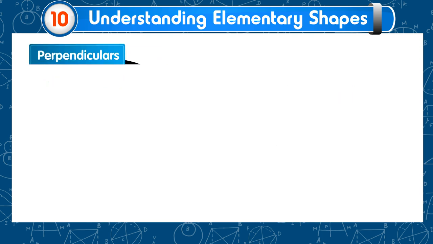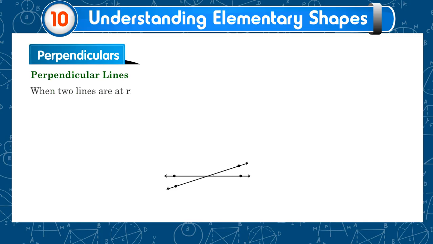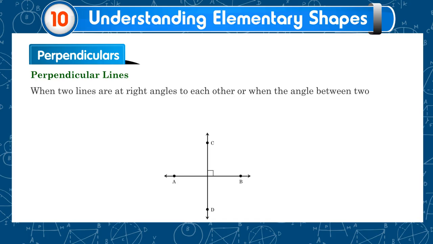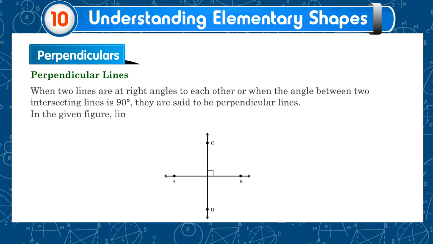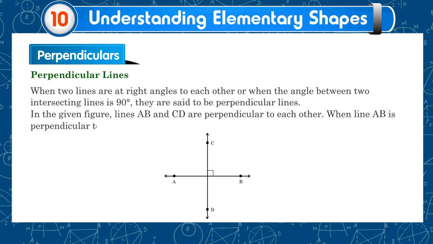Perpendiculars. Perpendicular lines. When two lines are at right angles to each other, or when the angle between two intersecting lines is 90 degree, they are said to be perpendicular lines. In the given figure, lines AB and CD are perpendicular to each other. When line AB is perpendicular to CD, we write it as AB perpendicular to CD.